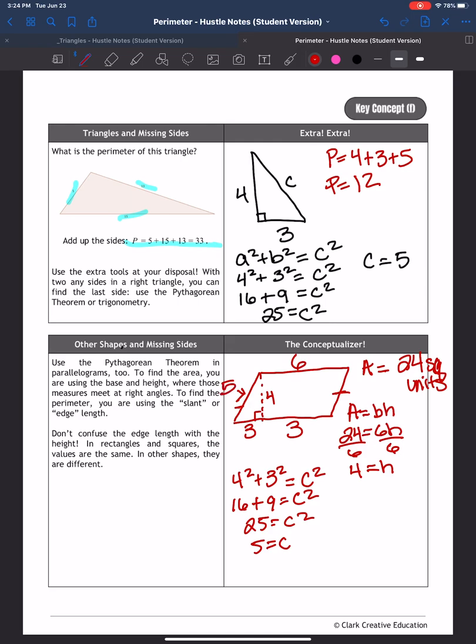And now I'm going to figure out my perimeter by adding all of my sides. Perimeter equals 6 plus 5 plus 3 plus 3 plus 5. So P equals 5 and 5 is 10, 6 and 6 is 12. That gives me 22 units.